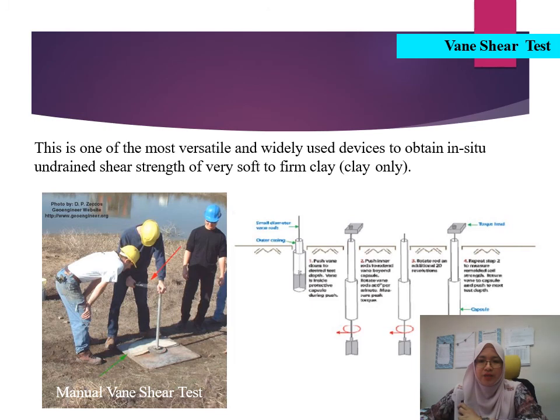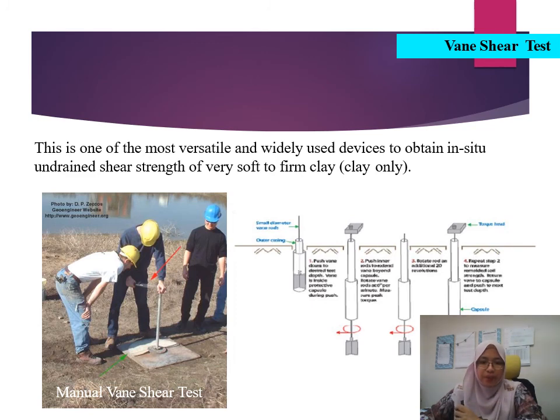Next is the vane shear test. The vane shear test is the most versatile and widely used device to obtain in situ undrained shear strength of very soft to firm clay or clay only. Why? Because it is small equipment, and it is easily mobilized. It is easier to take the testing on site.